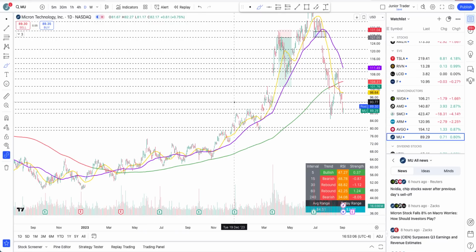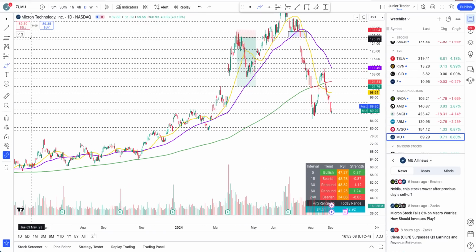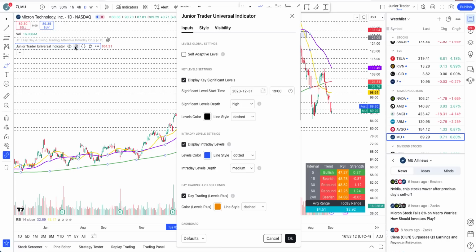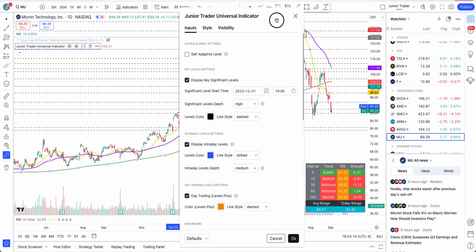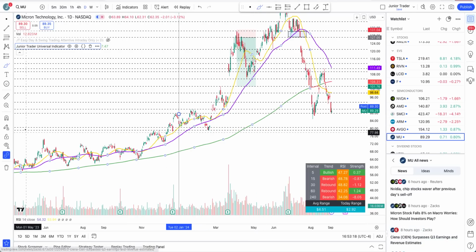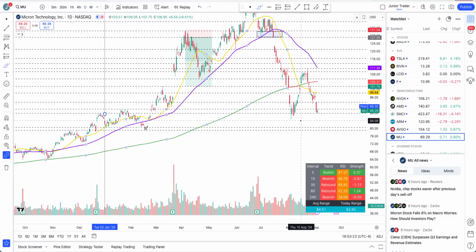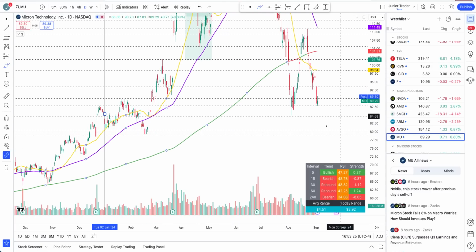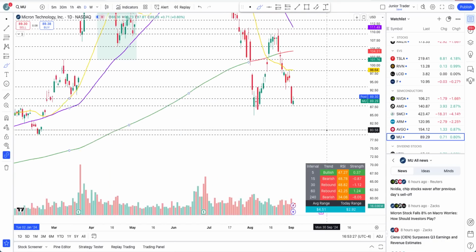Some other levels are not showing up because I haven't adjusted the timeline on my indicator, but if you have access to my tool, there's a timeline here. You can just adjust the timeline. You can also just drag this vertical line behind, and that will adjust it. But I have all the levels that I need to see for now, so that's why I'm not bothering to change that line. And $80 is the next level.